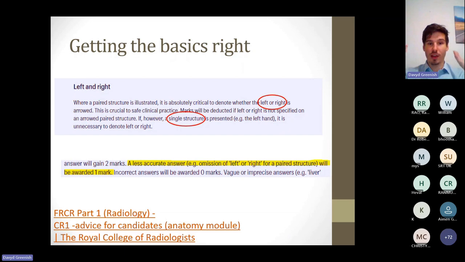If there are two things on the screen and you omit it, you drop half of the mark. So it's well worth getting into the habit. Every time you open up a question, think: can I write left or right? Next question, can I write left or right? That means you're not going to lose those marks through silly mistakes.